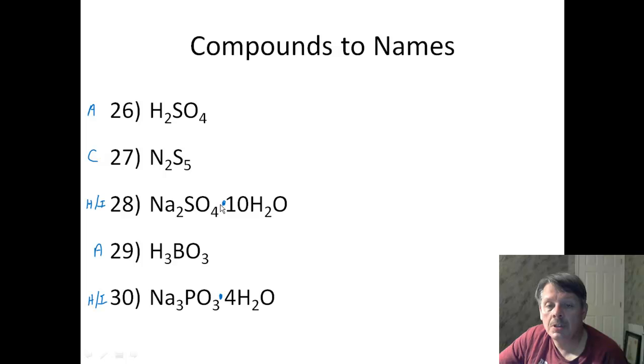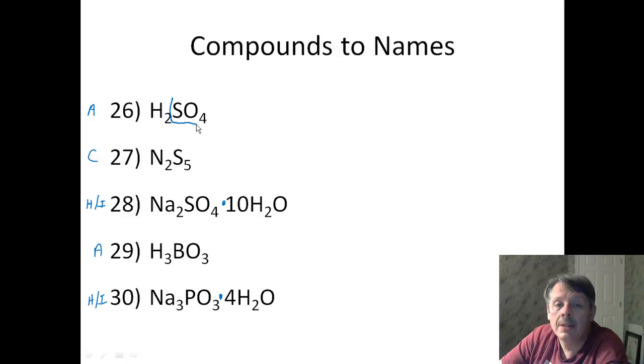Again, I'm sorry that those dots aren't there. All right, so your first one is an acid. So I look at the SO4, and that is an 8. That's sulfate. So this is sulfuric acid.